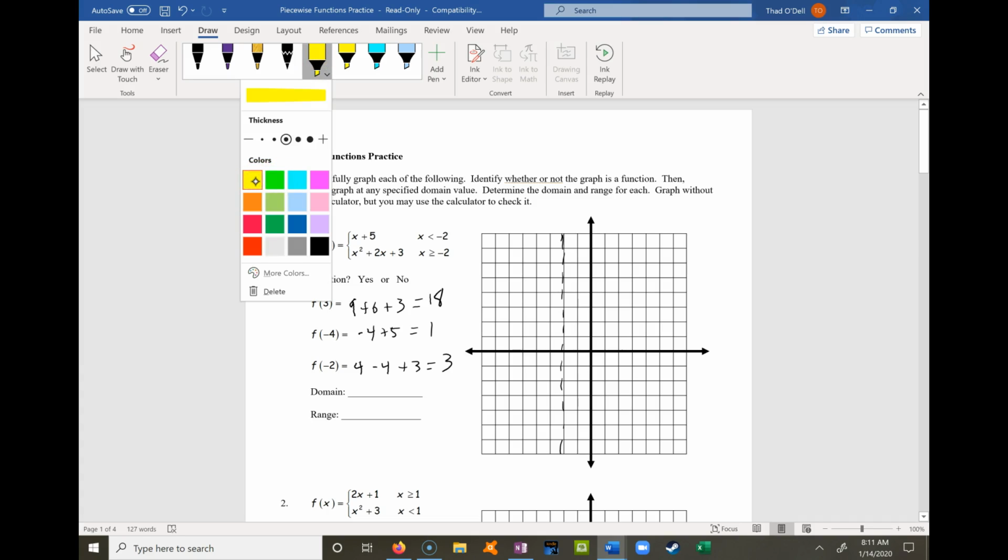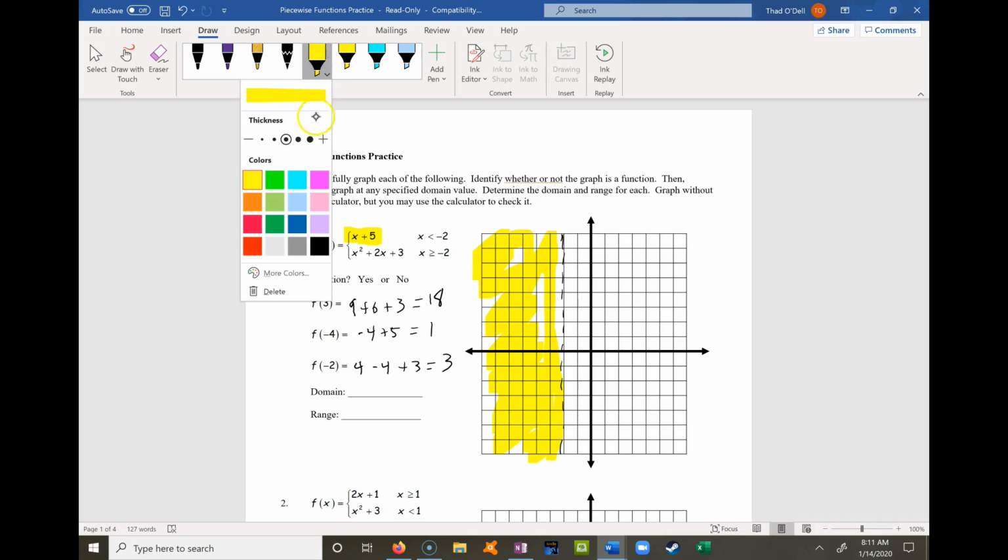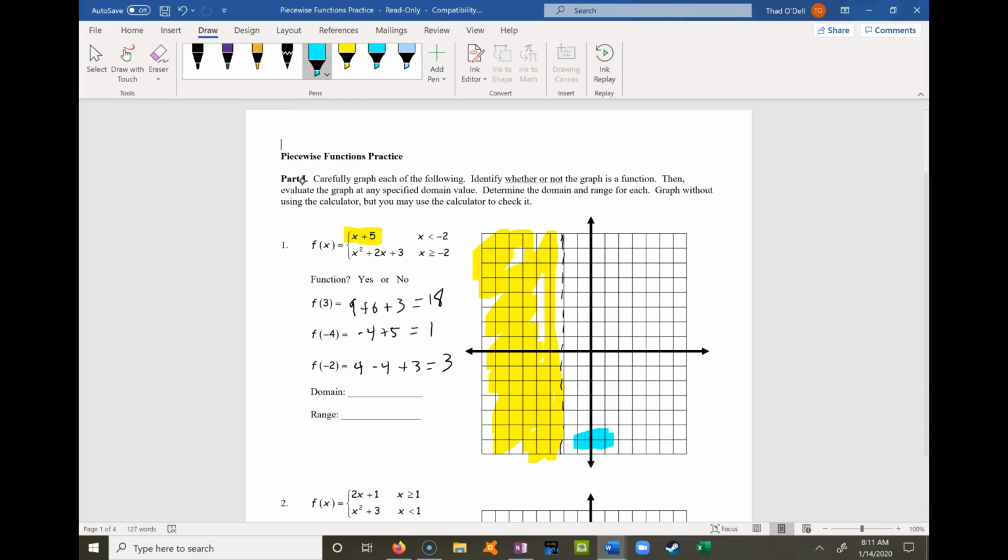So we have two domains that are being dealt with. Y is defined like that in the yellow, and it's defined by x squared plus 2x plus 3 in the blue. So this helps us to see how these things change. It gives a visual picture of where to change, okay?